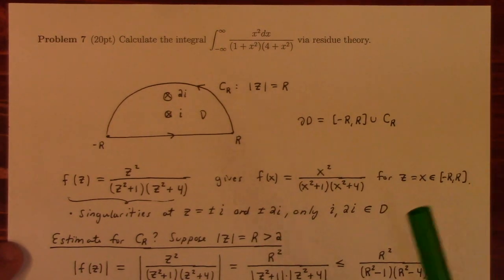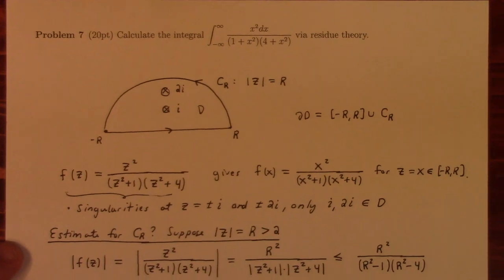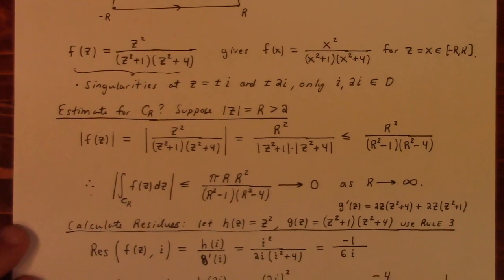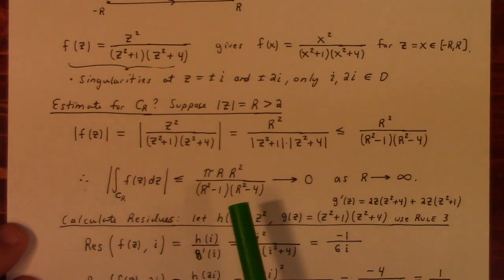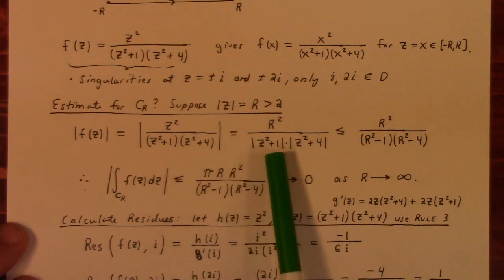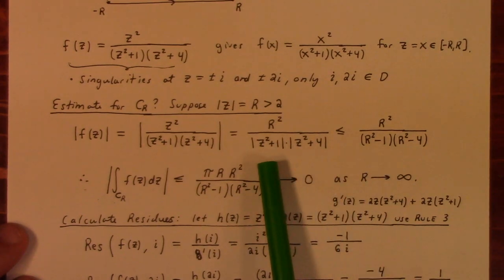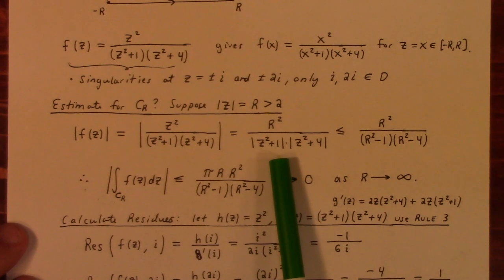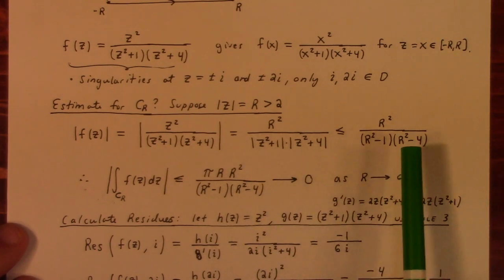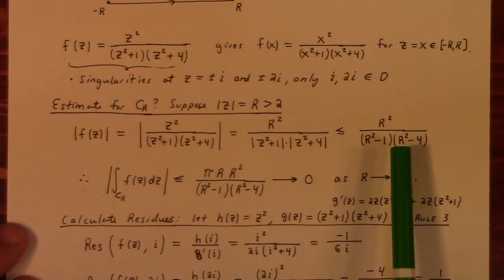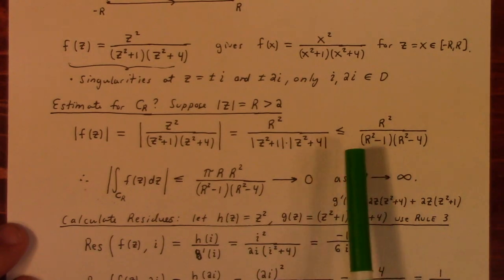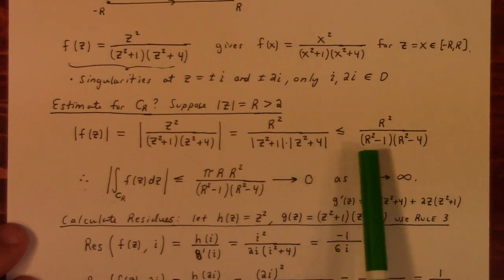Specifically, here are the details. We can prove that for f of z on the half circle, as long as the radius is larger than 2, we get the following estimate: the modulus of f of z is equal to r squared over the modulus of z squared plus 1 times the modulus of z squared plus 4. But that is certainly smaller than, excuse me, this is bigger than that, r squared over r squared minus 1 times r squared minus 4.